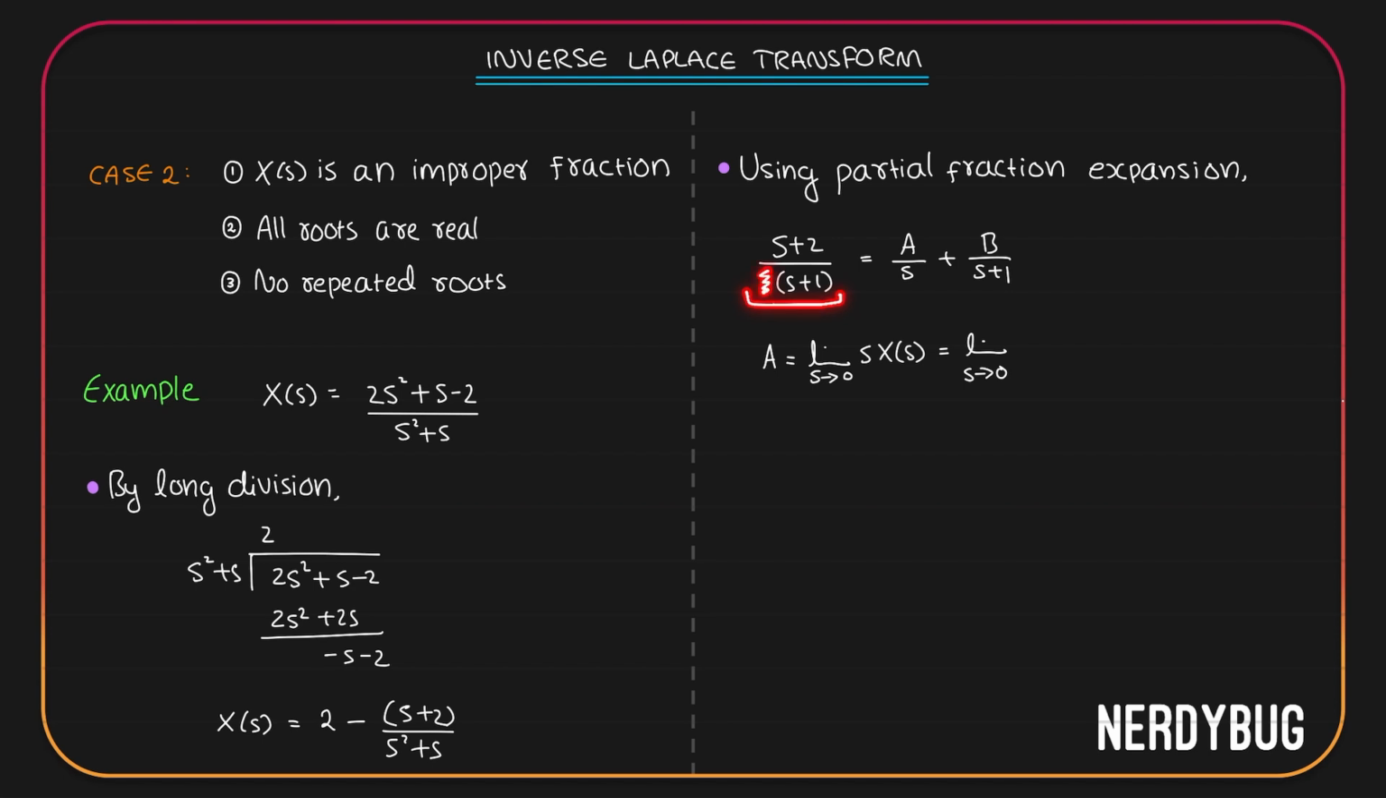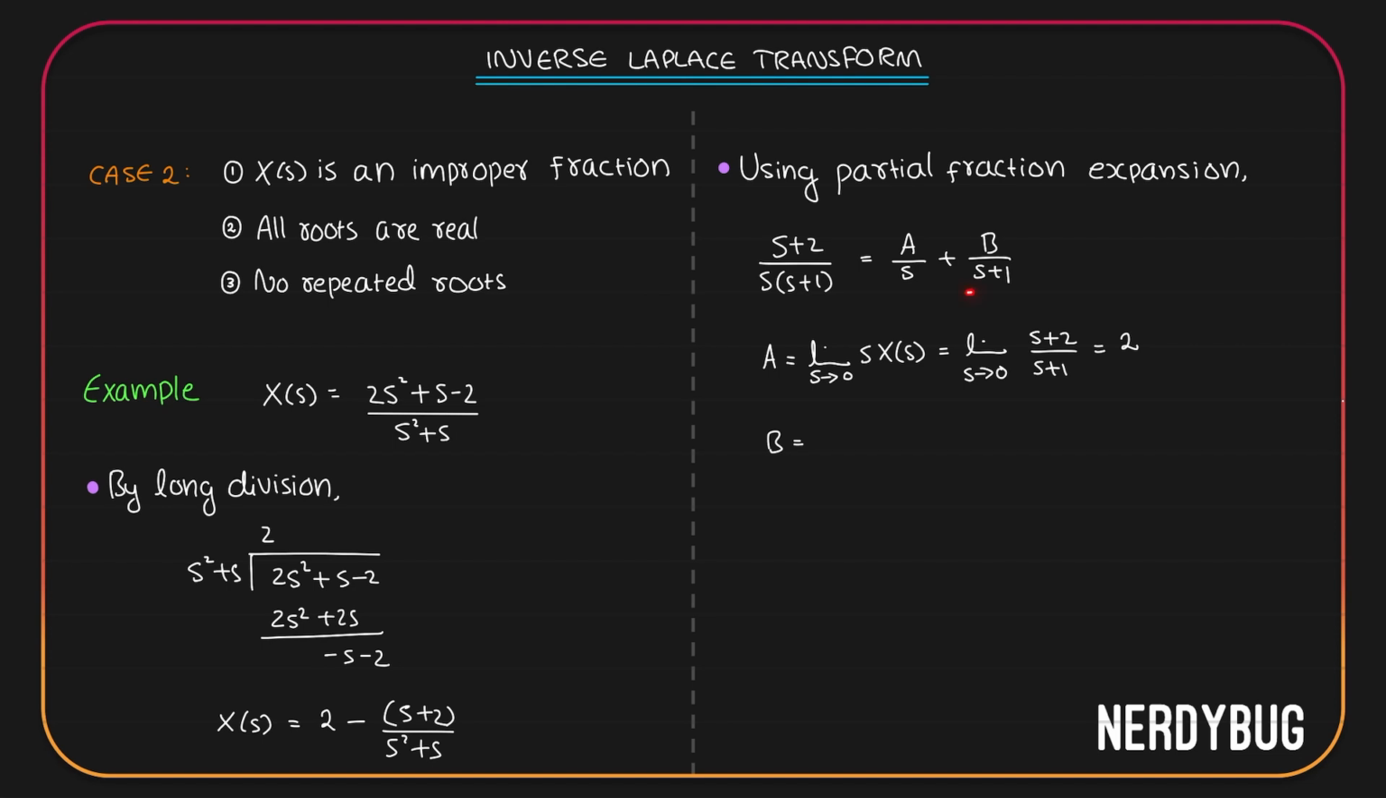What we get is (s plus 2) by (s plus 1). If you give the number s equal to 0, then this becomes 2 by 1. So A is 2. Similarly, let's find out B.